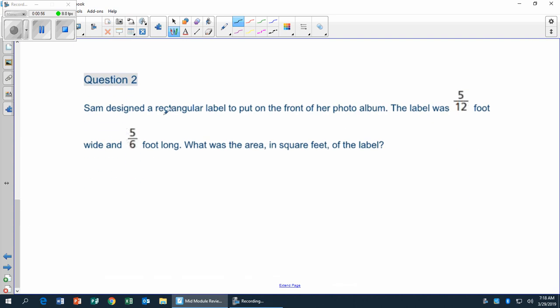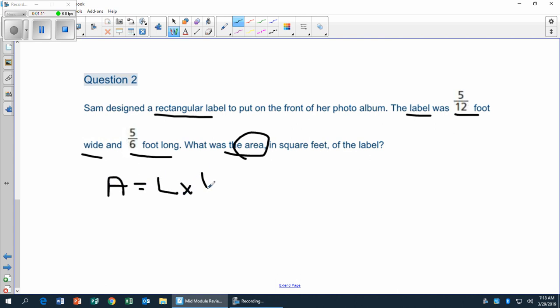Next, Sam designed a rectangular label to put on the front of her photo album. The label was 5/12 foot wide and 5/6 foot long. What's the area? Once again, we write the formula for area when we see a question. And so we have area, and we see this time the second number is the length. This says the length, so it's 5/6. And the width is 5/12.